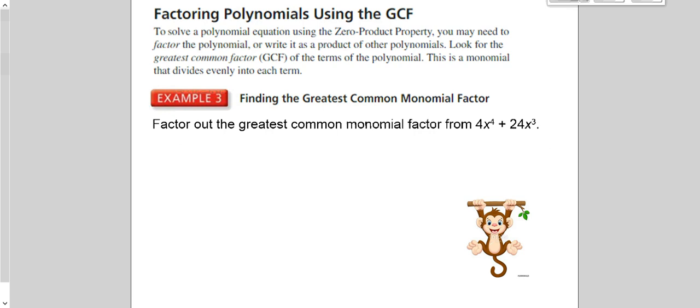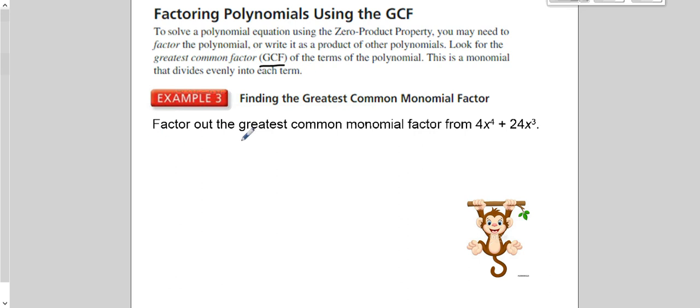Factoring polynomials using the GCF. To solve a polynomial equation using the zero product property, you may need to factor the polynomial or write it as a product of other polynomials. Look for the greatest common factor of the terms of the polynomial. This is a monomial that divides evenly into each term.